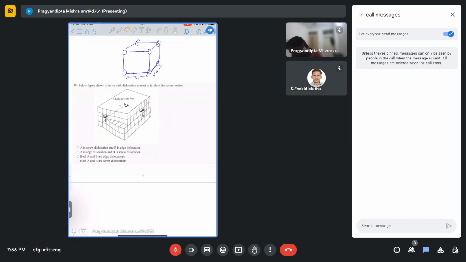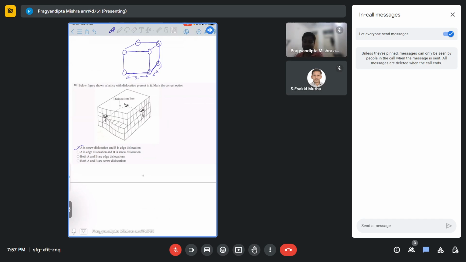Here we can see that A looks like it has a screw dislocation, right? Because you can see from the image itself that this point is giving a screw kind of region, a twisting kind of region. That is one hint. While B is giving an extra half plane of atoms. So this is an extra half plane. You can see that here. So that is another hint. So we can say that A is screw and B is edge, right? That is the correct option.